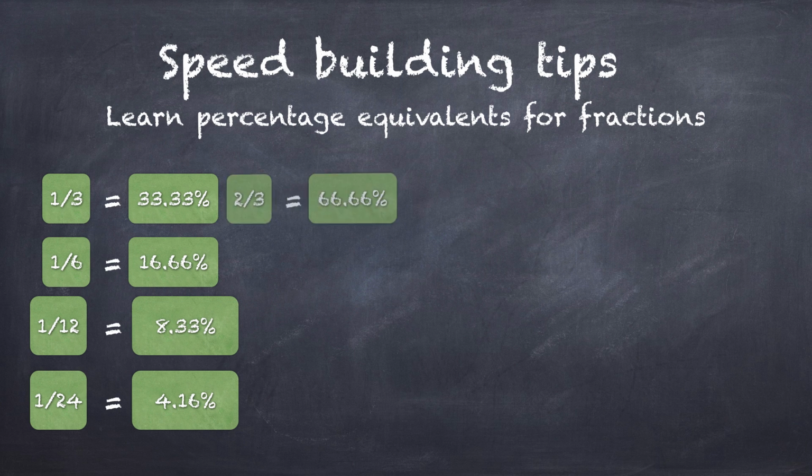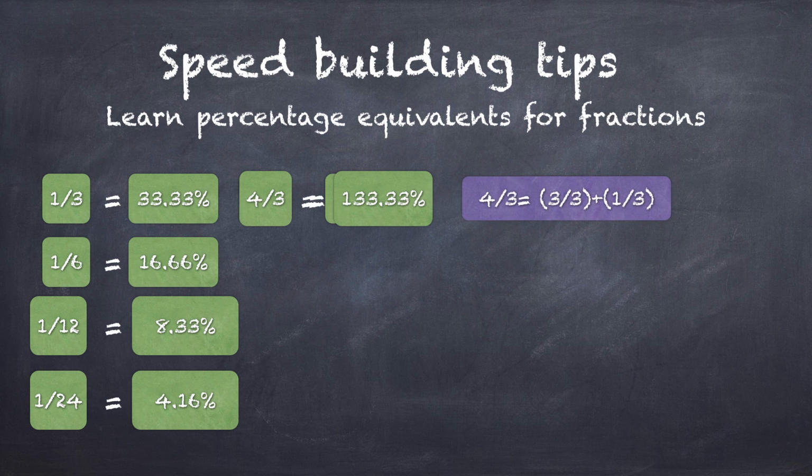So if I have 1 by 3, what would be 2 by 3? 2 by 3 would be 2 into 33.33, which is 66.66%. Okay. What would be 4 by 3? Because it is not necessary that when you're calculating, your numerator will always be smaller than your denominator. It could be more than the denominator also. So in that case, the answer is 133.33%. How? 1 by 3 is 33.33. 33.33 multiplied by 4 gives you 133.33.